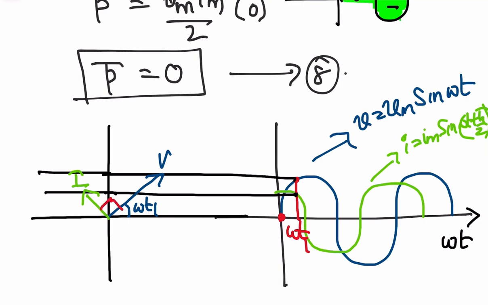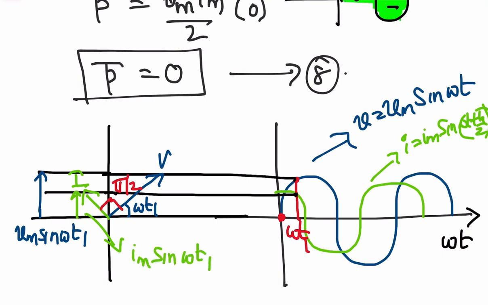Now if you see here, this is voltage, in this particular situation at omega t1, so you can take it as Vm sine omega t1. Similarly, the green one which we have taken here will become Im sine omega t1 plus pi by 2, because it is ahead of voltage by 90 degrees. With this I have also completed the phasor diagram. All three diagrams are over.